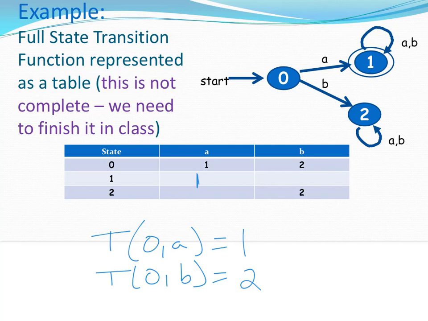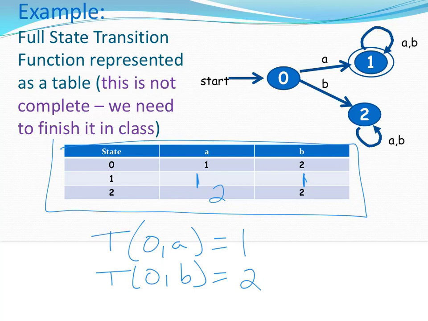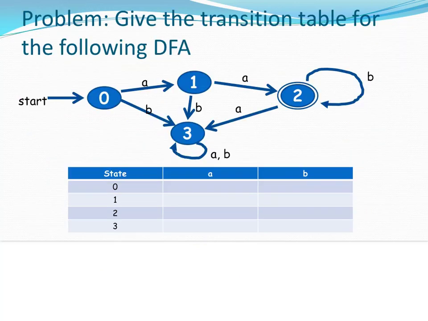If we are at state 1 and we see a B, we also stay at 1. If we are at state 2 and we see a B, that's already filled in. If we're at state 2 and we see an A, we also end up at state 2. Okay, so there's our full transition table. Pretty easy, right? Okay, so pause the video, do this by hand, and then do it along with me.